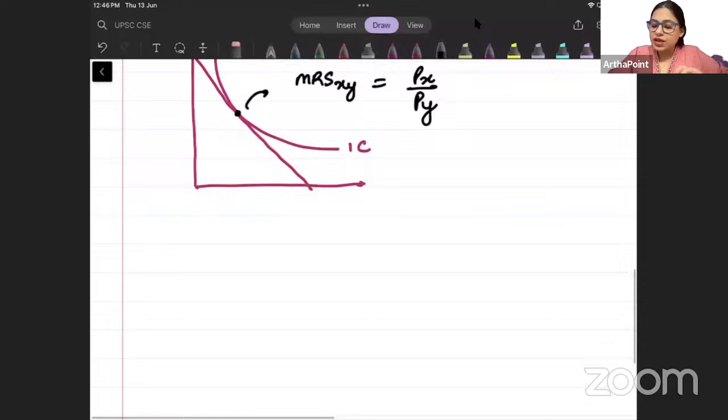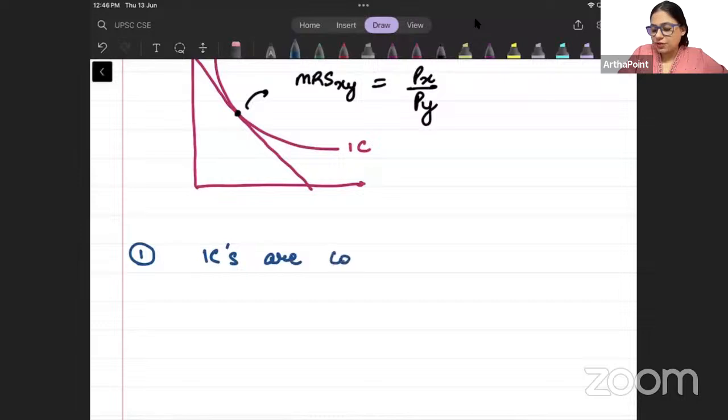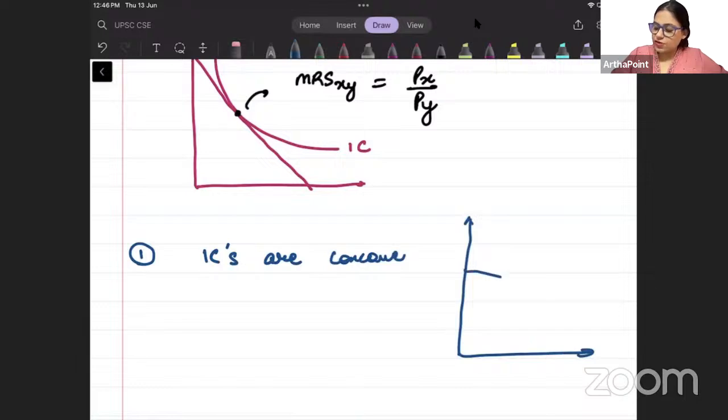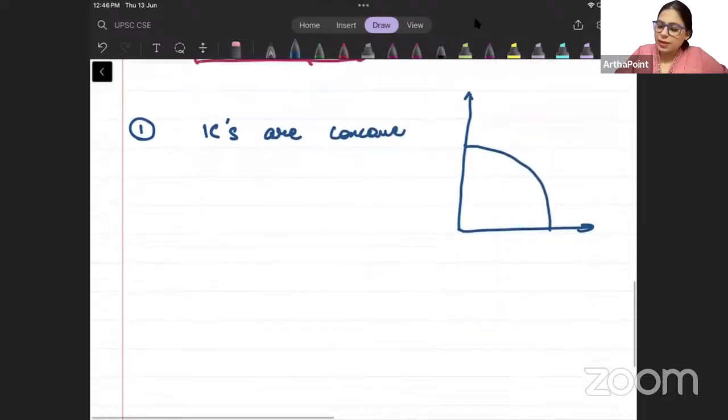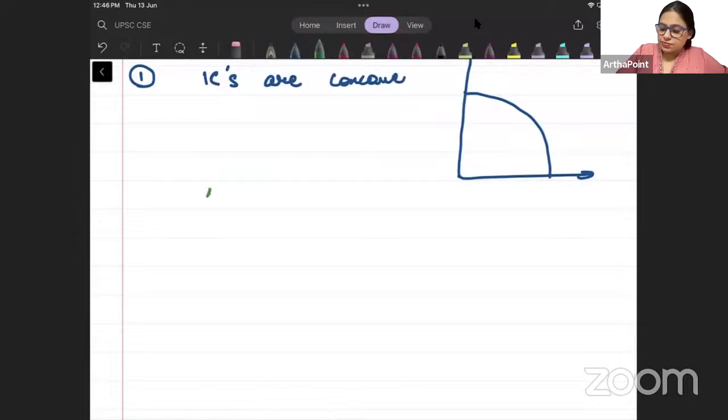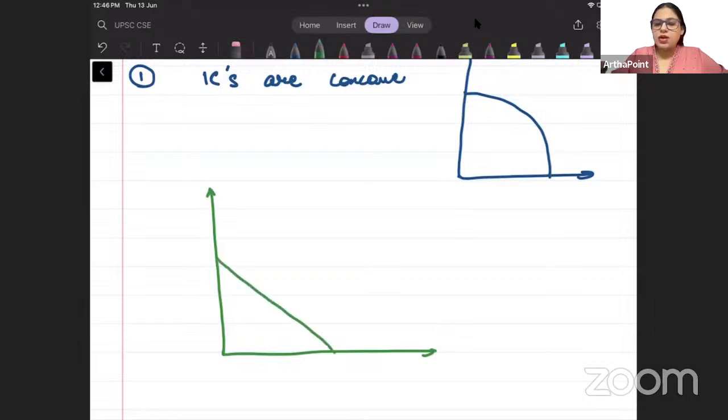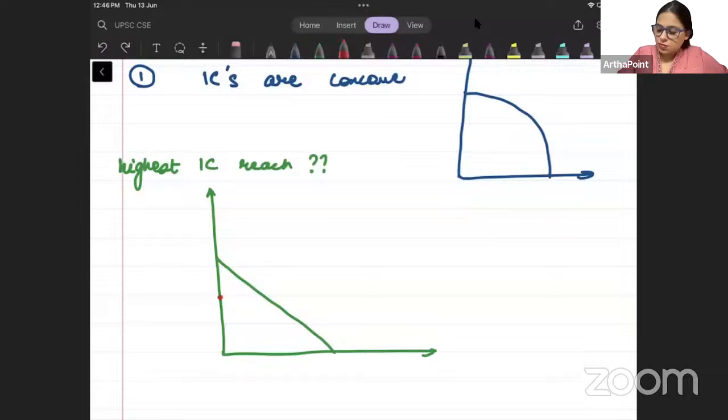so for example, if I tell you that your ICs are concave, अगर indifference curve कुछ ऐसे लगेंगे, if these are the kind of indifference curves that you have, then what will happen? Suppose I draw a budget line. This is my budget line. मैंने वही क्वेश्चन आपसे पूछा, what is the highest indifference curve that you can reach? So you will start with this indifference curve. ये यहाँ पे tangency हो रहा है.